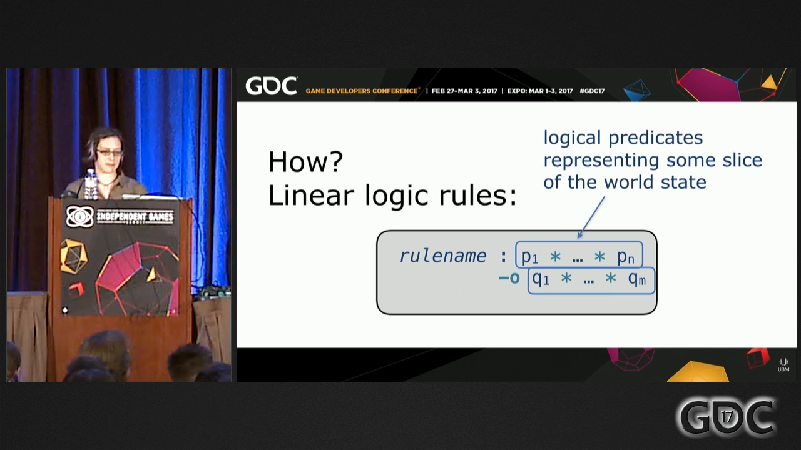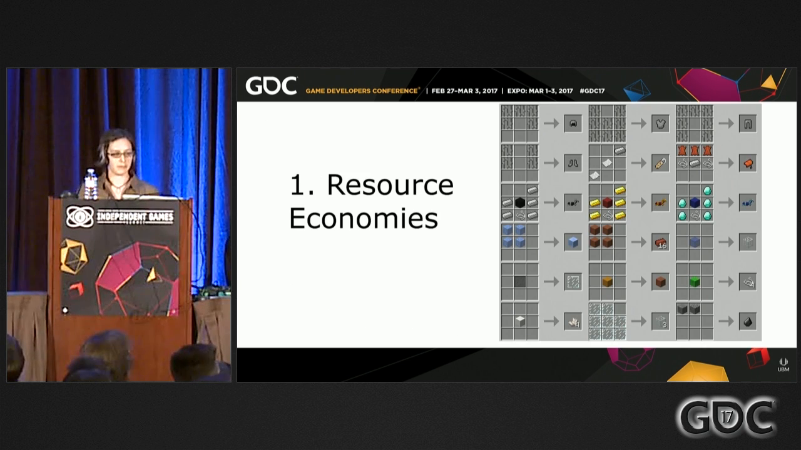So what are those pieces? I'm being intentionally vague about what they are because they can literally be anything that describes some kind of segment or slice of the world state that you're trying to describe. So without further ado, let's look at our first example.